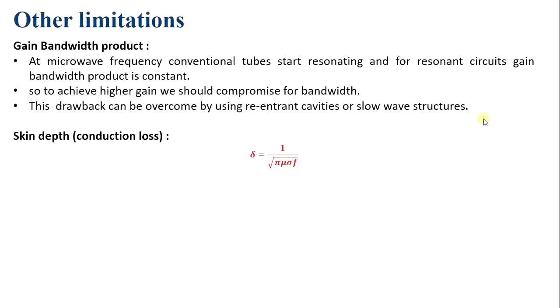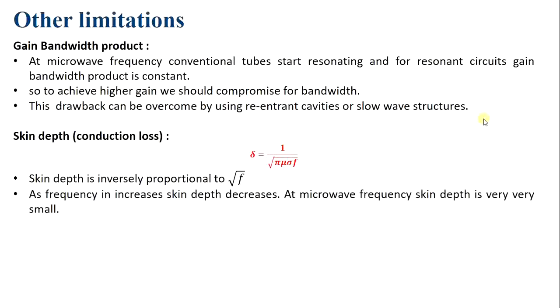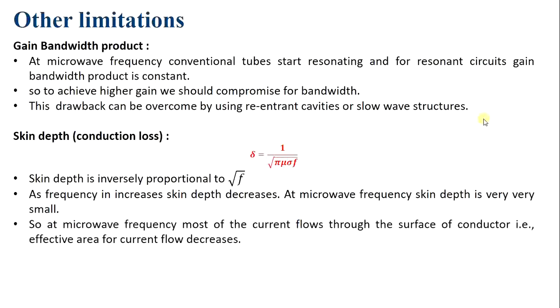It is given as delta is equal to 1 upon under root of pi mu sigma f, where from here we can say that the skin depth is inversely proportional to the under root of frequency. So as the frequency increases, skin depth decreases. At microwave frequency, skin depth is very small. So at microwave frequency, most of the current flows through the surface of the conductor.